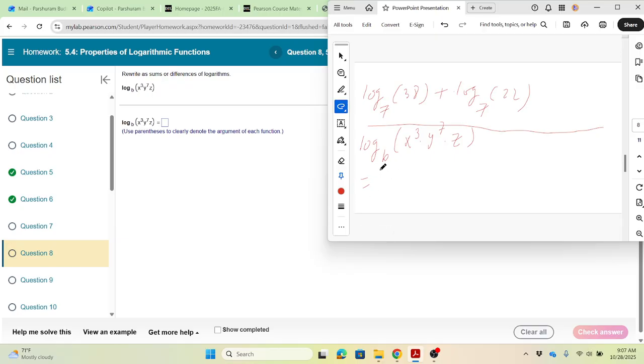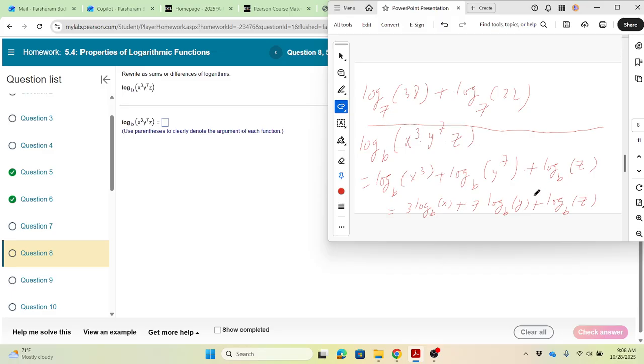So I can expand this as log base b of x cubed plus log base b of y to the power 7 plus log base b of z. Okay, and after that, because here is the exponent and here is the exponent, you can use the power rule. You can bring 3 in the front, and you can write 3 log base b of x, 7 log base b of y, plus log base b of z.